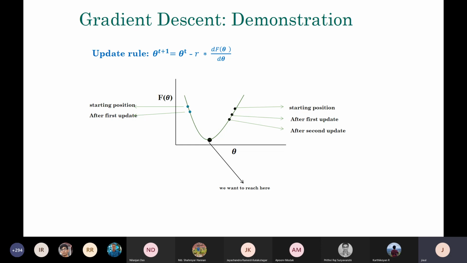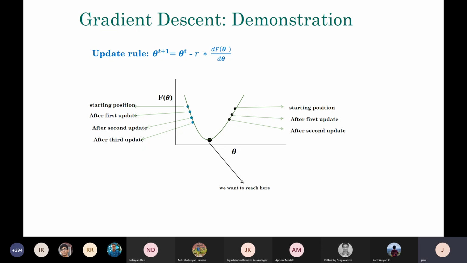After the first update, you are going to be here. Second update, you are going to be here. Third update is going to be here, and you basically keep on continuing the updates, then you will ultimately reach this particular point, the black spot. The black spot is your ultimate target.